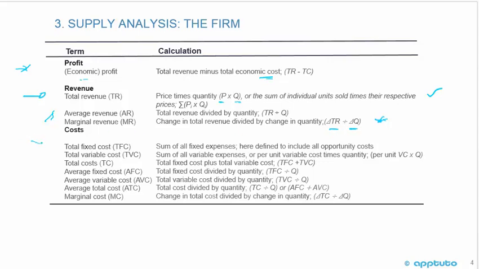So getting down now to the cost side, the total fixed cost is the sum of all fixed expenses, here defined to include all opportunity costs, because we're talking about economics. So we're not talking about necessarily accounting costs. We're talking about total fixed costs, all fixed expenses, including opportunity costs. We don't see opportunity costs on the income statement. So total variable cost is the sum of all variable expenses, or per unit variable cost times the quantity. Well, that is accounting 101.